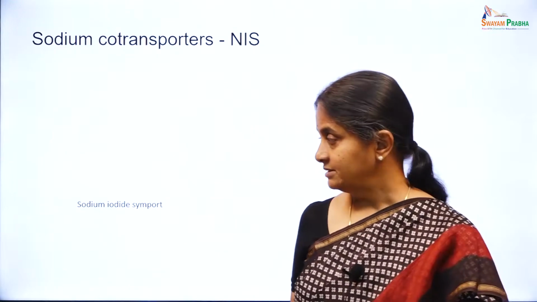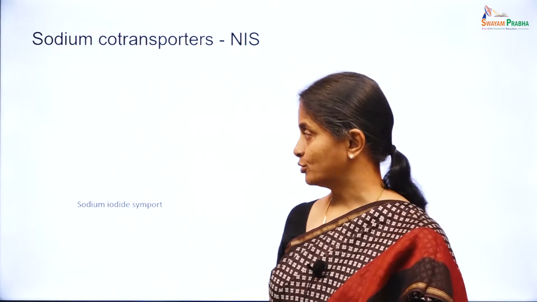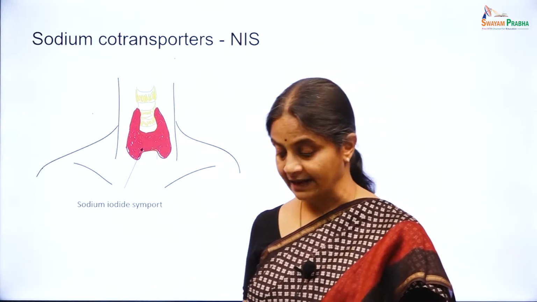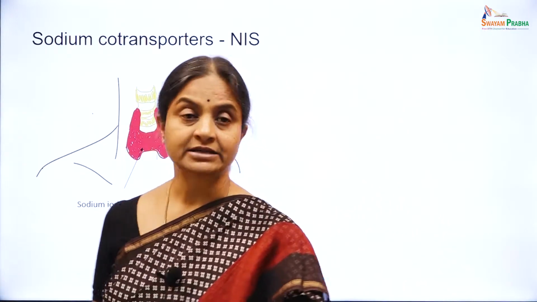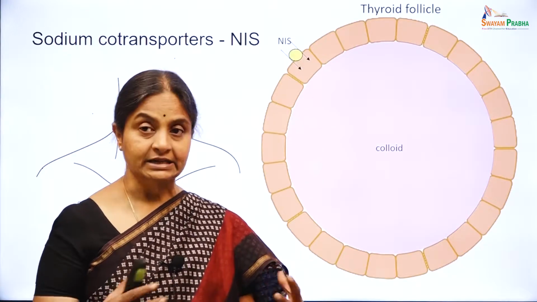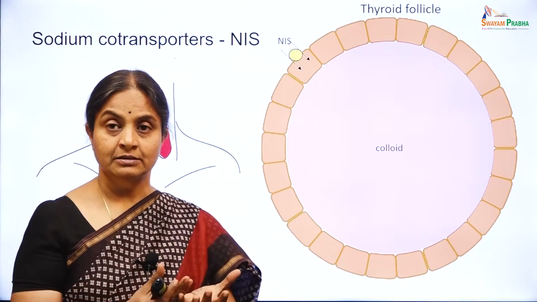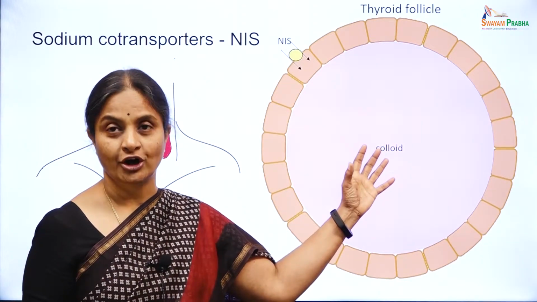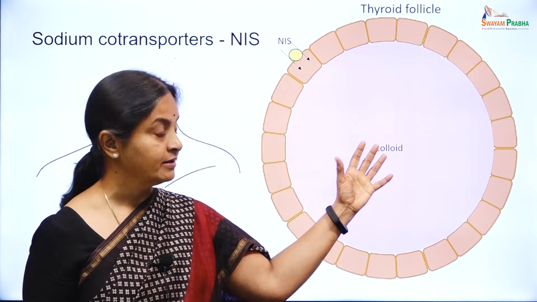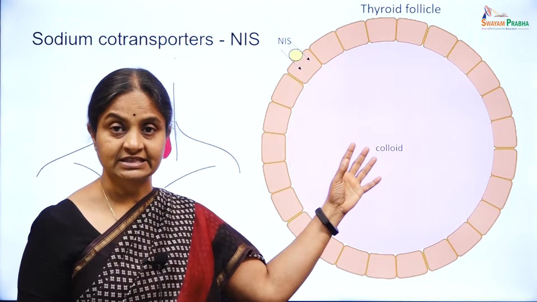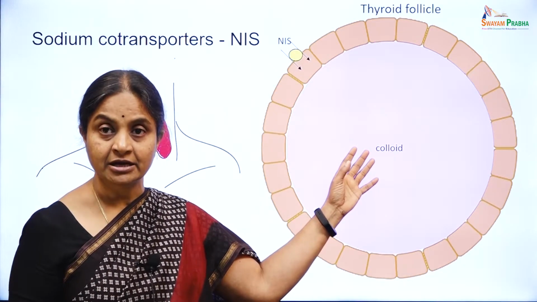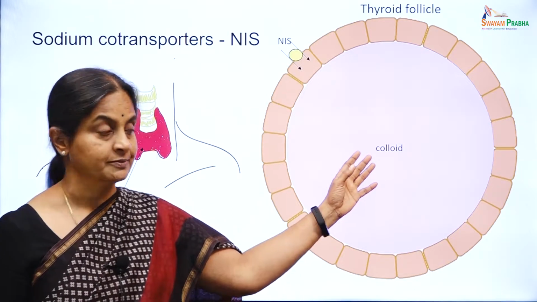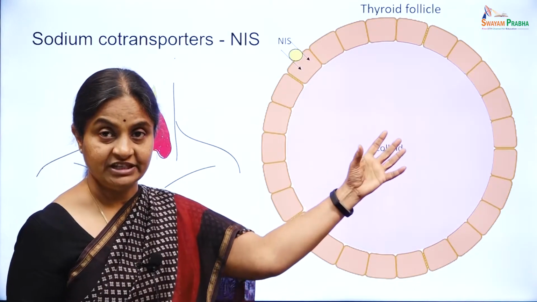We will now consider the sodium iodide symport. It is found in the thyroid gland. The thyroid gland is made of follicles lined by cells, and the lumen of the follicle will contain colloid, or the material where the thyroid hormones are synthesized by addition of iodine to tyrosine residues of a bigger protein there.